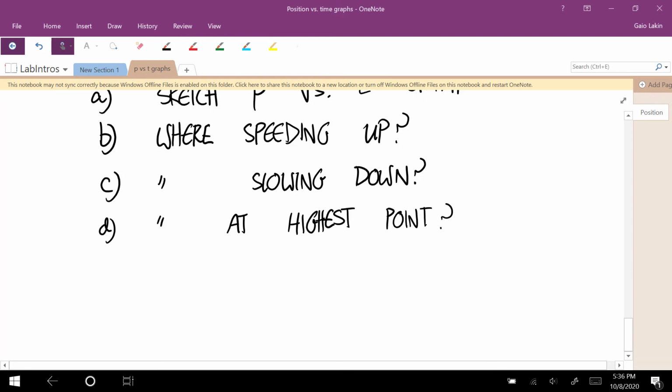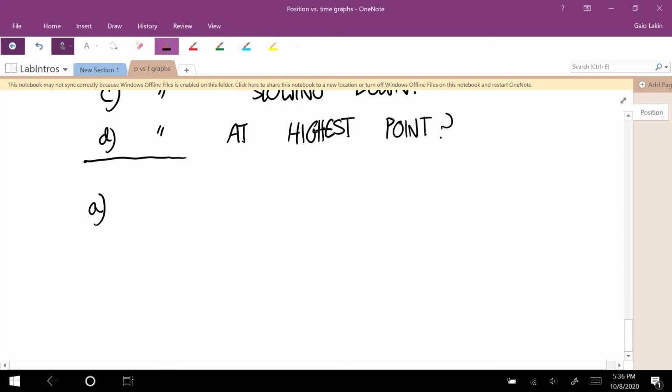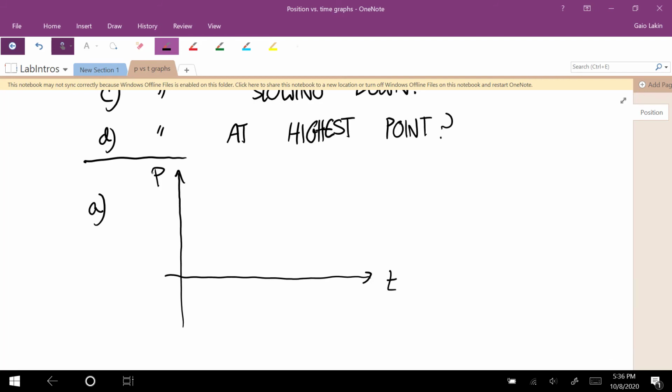Okay, so for part A, we have to sketch the position versus time graph. So what do we know at the start of the motion? That's usually a good place to start, since you're usually given information about what happens at the start. Well, we're told that the object starts at a height of 2 meters. And our 0 is at the ground and our positive direction is up. So if you start at 0 and go 2 meters in the positive direction, you're at a height of 2 meters. Okay, so that's definitely the starting point.